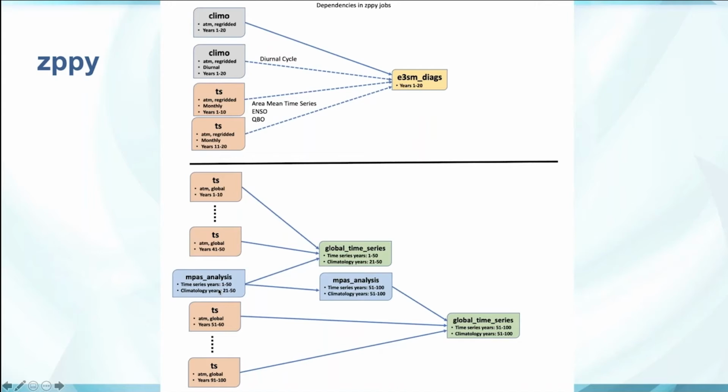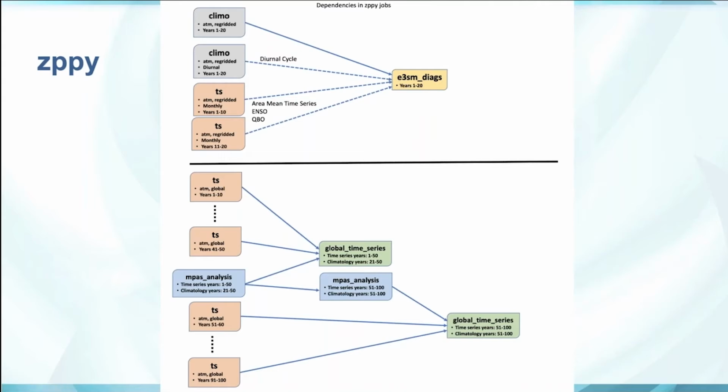And MPAS analysis depends on earlier runs of MPAS analysis. So that final global time series for years 51 to 100 depends on the MPAS analysis for those years, which depends on the MPAS analysis for the years before that, and then of course the time series. So Zippy schedules all these jobs accordingly under the hood. The user doesn't have to worry about planning these dependencies.